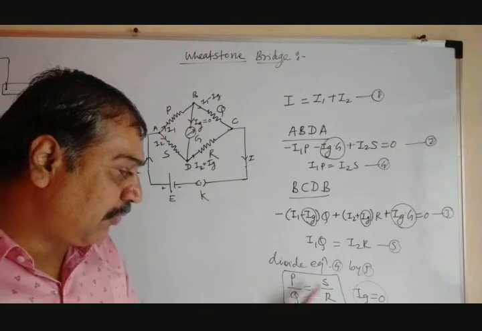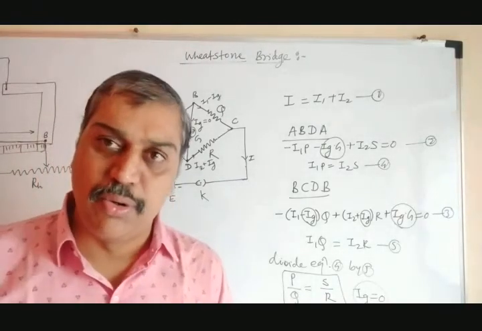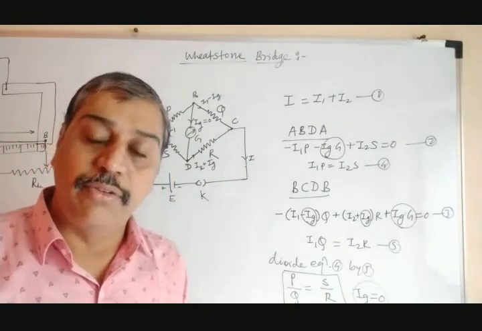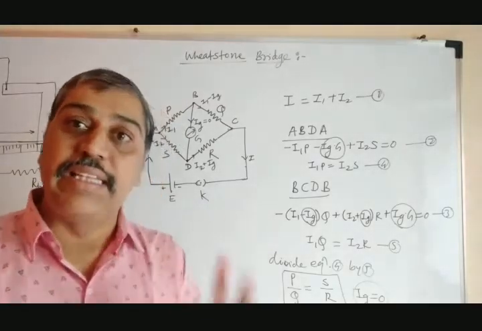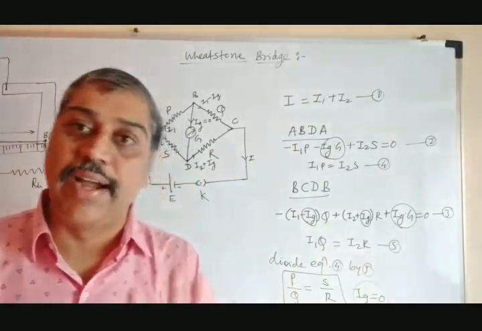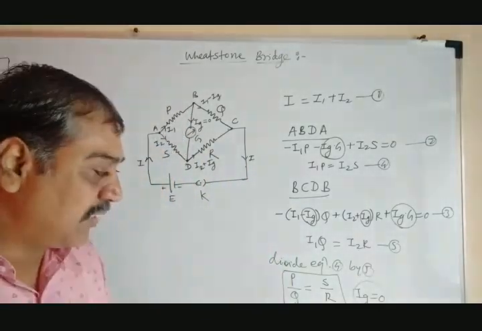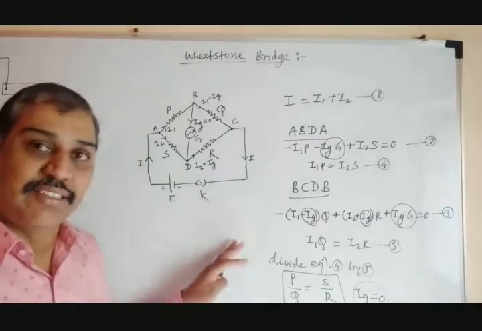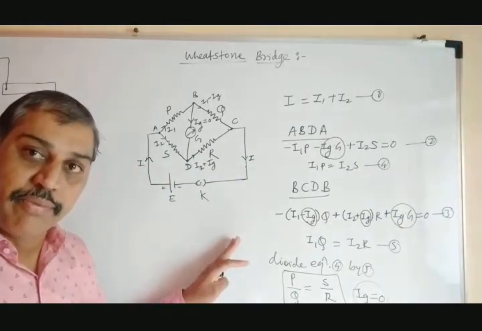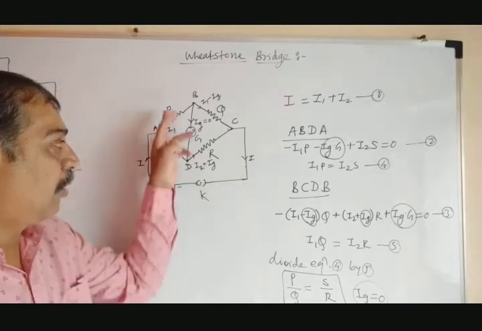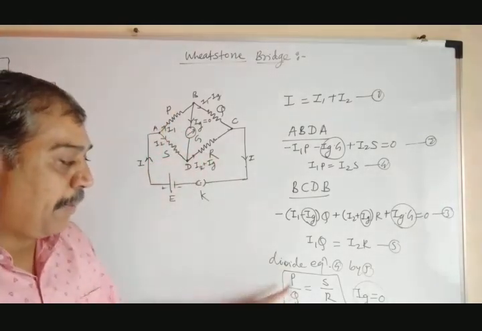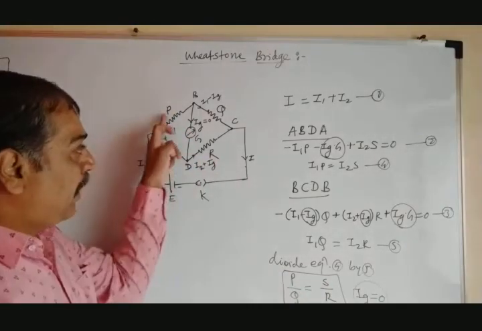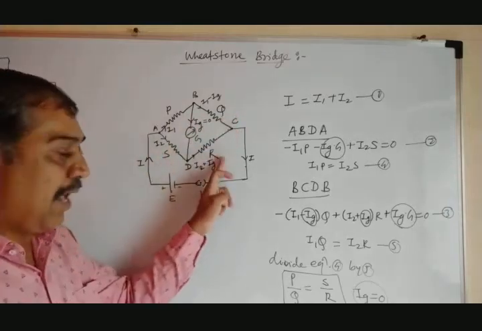So out of these 4 resistances, if any 3 are known to you, you can easily find the 4th unknown resistance, and that is the basic concept of using the Wheatstone network. So this is a Wheatstone network. Out of this PQRS, remember P by Q equal to S by R.